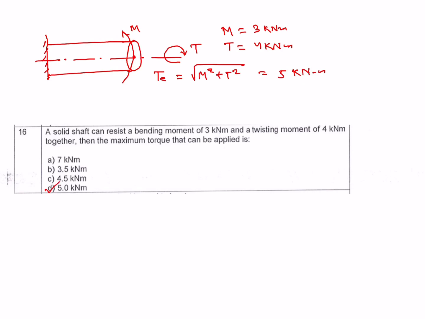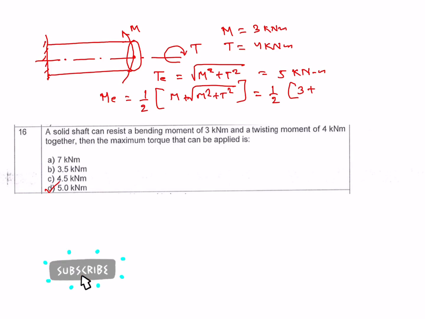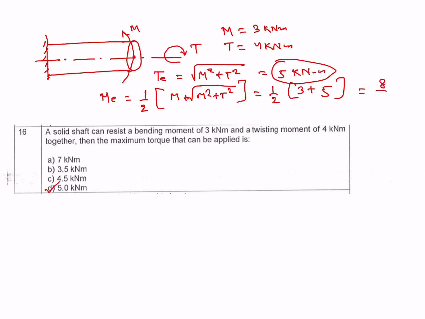If they ask for your equivalent bending moment, then M equal to half of M plus root over of M square plus T square. How much will you get? Half of M, which is 3, plus root over M square plus T square. Already we got 8 by 2, it's equal to 4. You have to remember both formulas, equivalent twisting moment and equivalent bending moment.